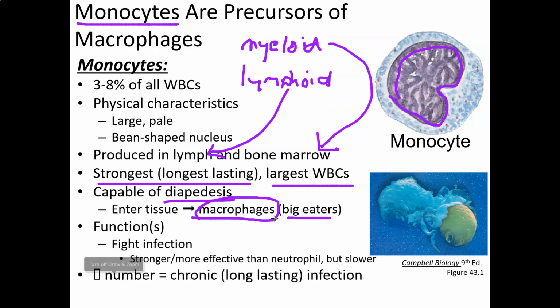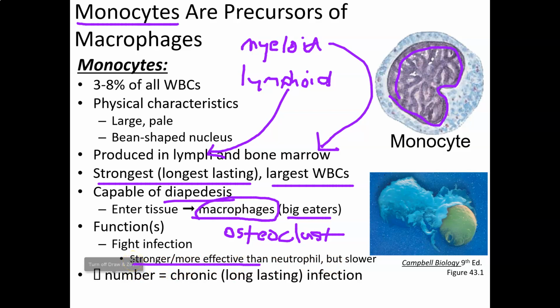And sometimes they get a very specific name where they're at. So as an example, we have macrophages in the bone that go and destroy bone tissue, and those are called osteoclasts. So an osteoclast at one point in time was a monocyte that left the bloodstream and entered the tissue, and resides in the bone tissue, and now we call it an osteoclast. Their function is to fight infection. They're much slower than neutrophils, but they're much stronger and a more effective fight.